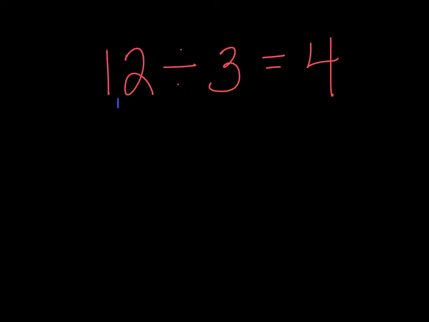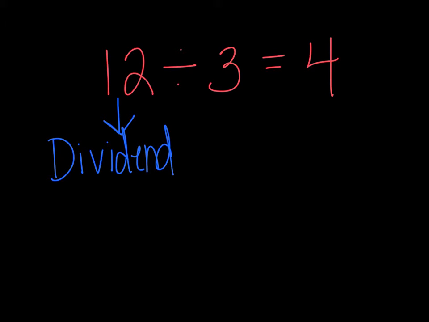Okay, so let's talk about our math vocabulary. I'm going to show you a division problem. So I'm going to say that I have 12 divided by 3, and that equals 4. So let's talk about the labels for the different parts of the problem. This right here, division always starts with our biggest number, and that is called the dividend. The dividend. And then this number, switch colors. This number is called the divisor.